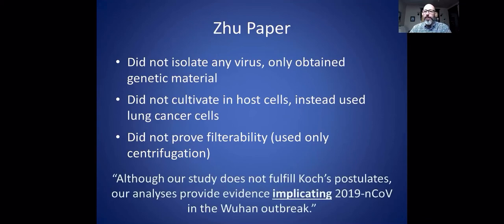And this is what they said in their conclusion. So once again, an honest author. Although our study does not fulfill Koch's postulate, so they acknowledge that outright, our analyses provide evidence implicating 2019 nCoV in the Wuhan outbreak. So we have association and we have implication. So this is nowhere near causation. This is preliminary findings that basically suggest that you need to do some more studies and actually apply the Rivers criteria if you want to prove causation.